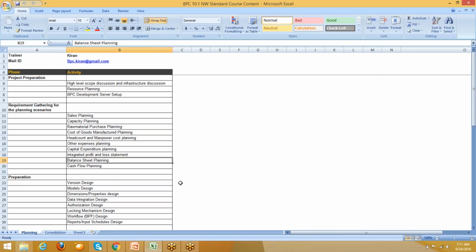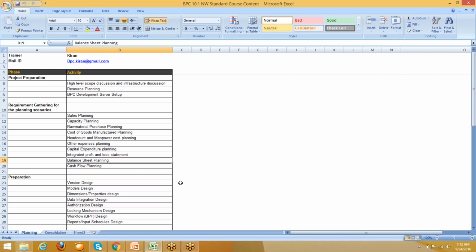Balance sheet planning, based on your balance sheet account movements. In order to find your balance sheet account movements, you have to do the balance sheet plan. Because once you find the planned balance sheet figures, only then can you derive the cash flow from the balance sheet movements.